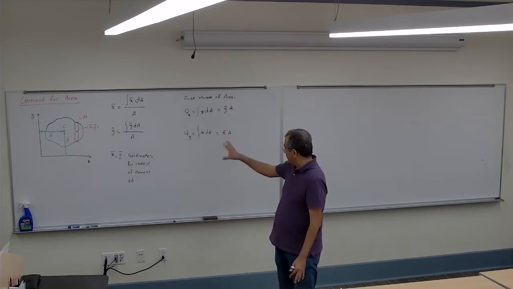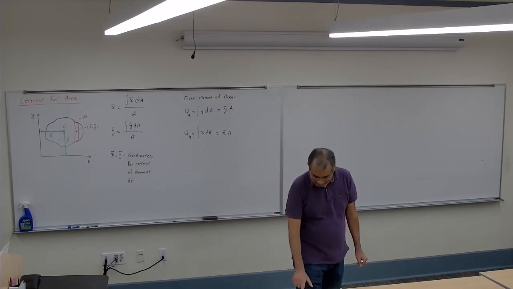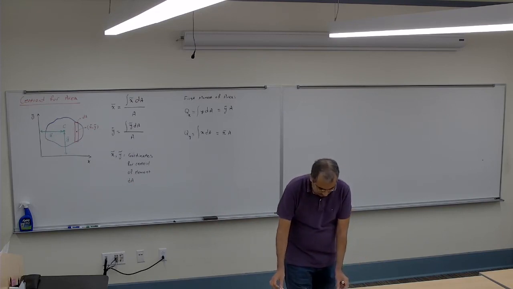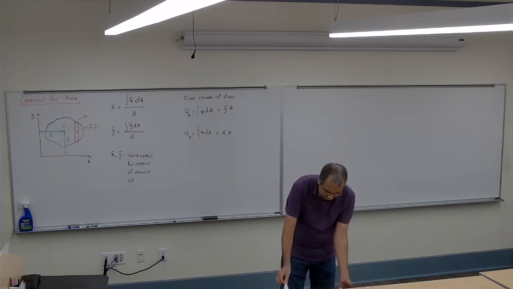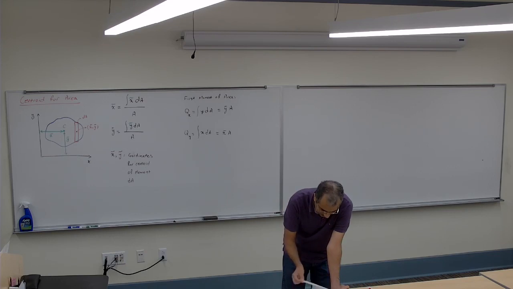So any questions about any of them? As for regular shapes, there are tables in the book that give the centroid for them. But usually we have to deal with irregular shapes.